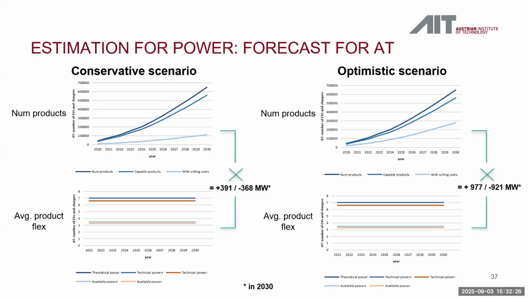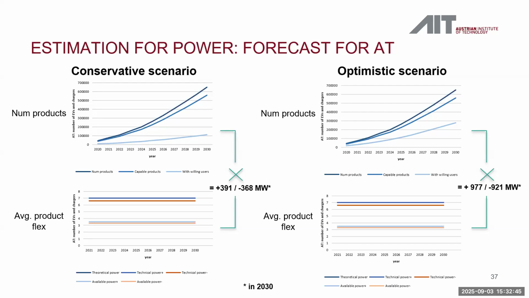Okay, next one. So similar to the heat pump, let's look at some numbers. On the top, we have an estimation of the number of products. We will have more than 600,000 EVs by the year 2030.